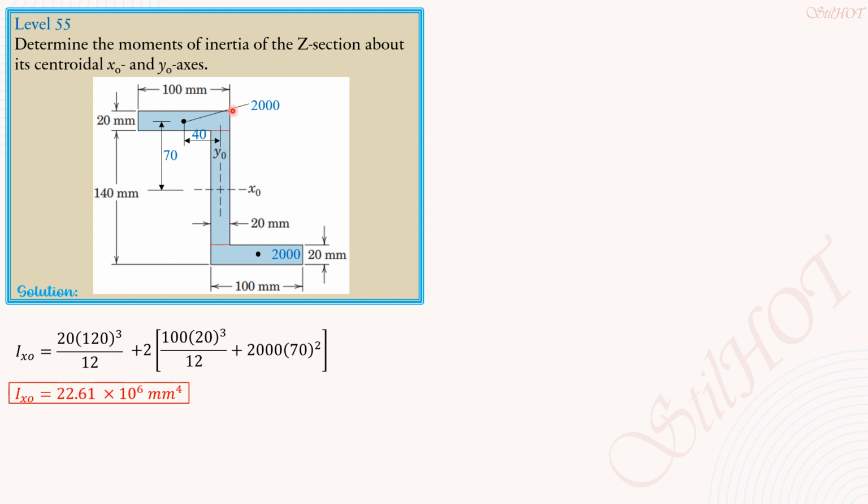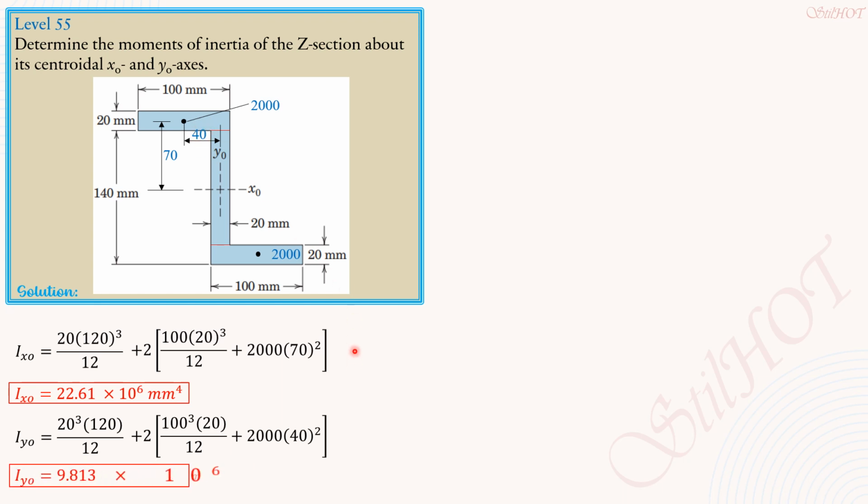Likewise, for IYO, the middle rectangle's centroidal axis coincides with the YO axis, so it is just 20 cube, 120 over 12. Then plus 2 times, so the centroidal moment of inertia is 100 cube 20 over 12. So 2 times quantity 100 cube 20 over 12 plus area, which is 2000, and the distance between its centroidal axis and the centroidal axis of the entire section is 40. So plus 2 times 100 cube 20 over 12 plus 2000 times 40 square. So IYO is equal to 9.813 times 10 to the 6 mm to the 4th.